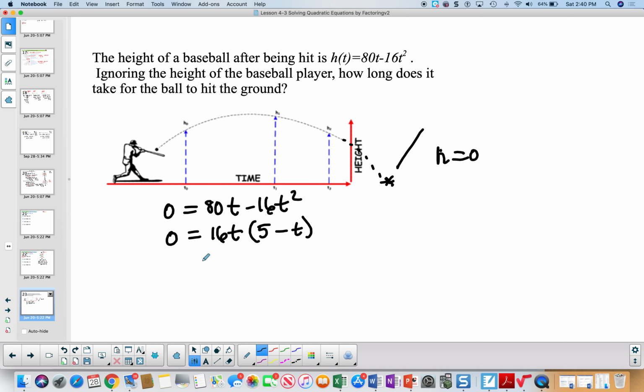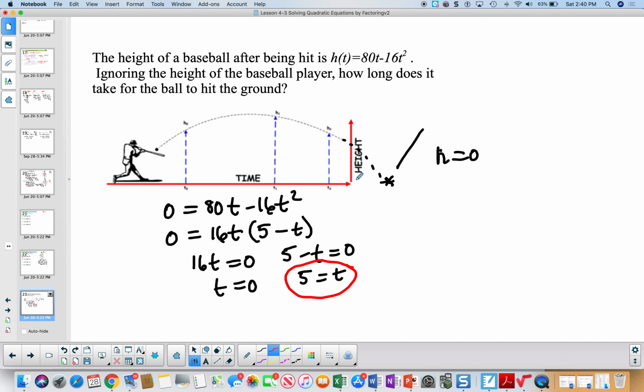So then I'm going to set each equal to 0. So t is equal to 0, and if I add t to both sides, 5 is equal to t. So the answer to the question is at 5 seconds, it will have a height of 0, and a height of 0 is when it's hitting the ground.